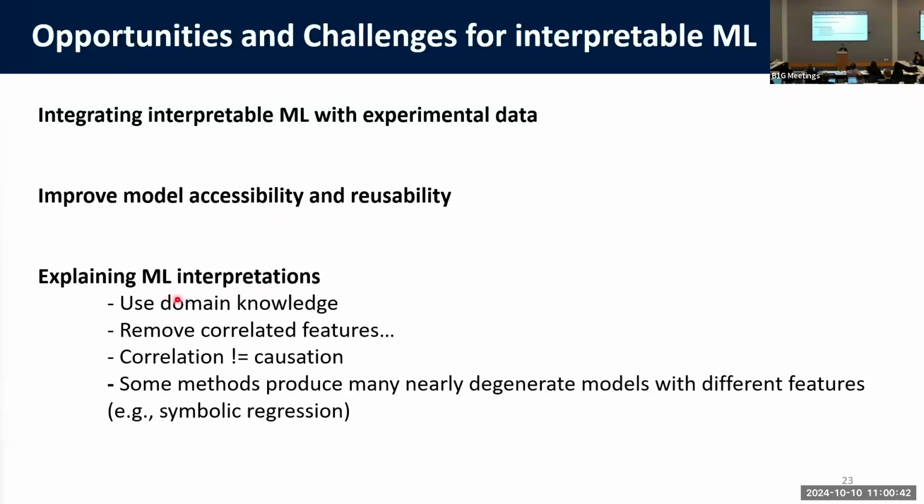Just for those who are less experienced in this field, I wanted to note some issues. Explaining ML interpretations is always going to be a challenge. We have to use our domain intuition, like our catalysis expertise. It's never going to explain everything for you, in my opinion. And one caution is to remove correlated features.